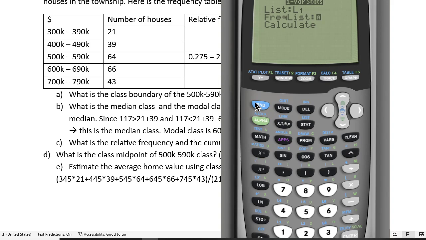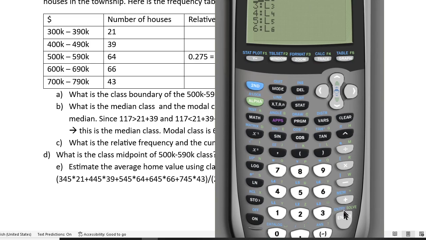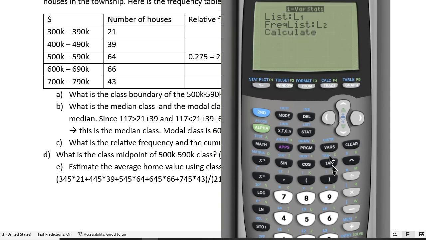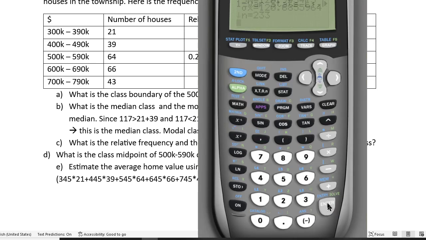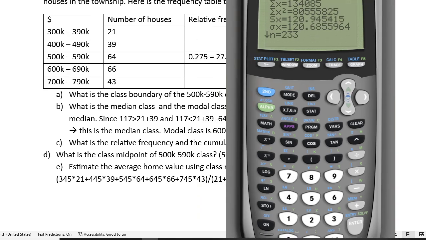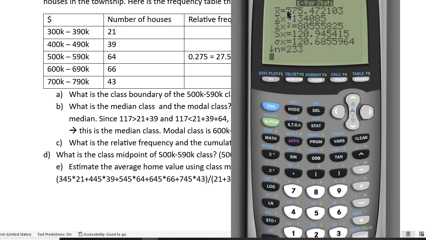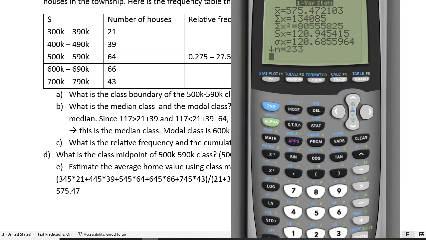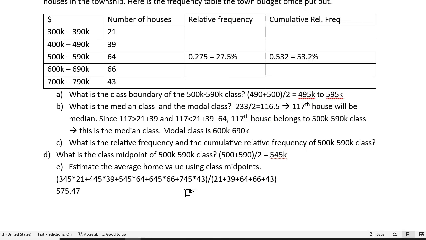How do you do that? Well, you go to second list and choose list 2, and then you go and calculate. Calculate, and that gives you everything, and the number that we want is the x bar. x bar is the symbol for the average. If you have a bar on top, that means the average. So the average value is 575.47. Okay, so that's it. That's how you solve this question.